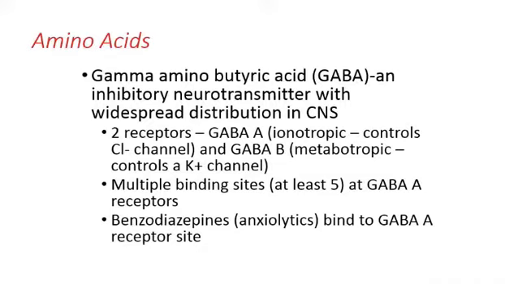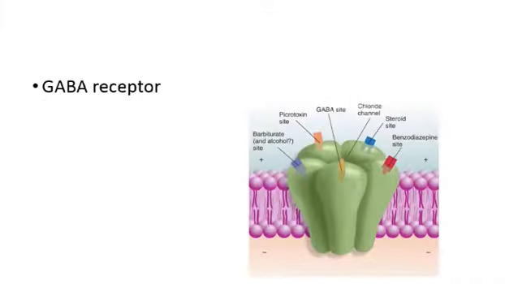There are multiple binding sites, or at least 5 of them, at GABA-A receptors, and benzodiazepines, or anxiolytics, bind to GABA-A receptor sites. This is an up-close and personal look at the GABA receptor. These are all the different receptor sites on the receptor. There's a specific benzodiazepine site, a steroid site, the GABA site itself for the neurotransmitter. There's a picrotoxin site over here, and a barbiturate and alcohol site.